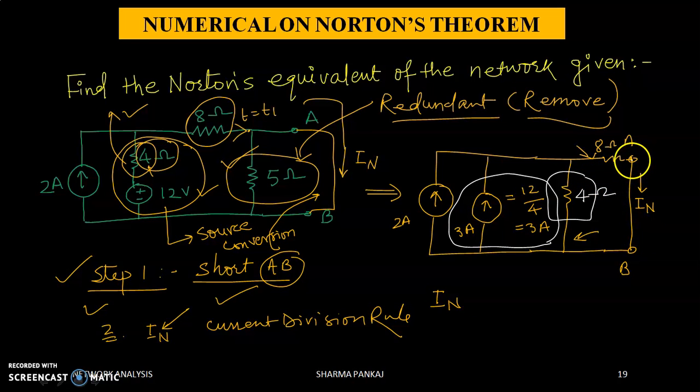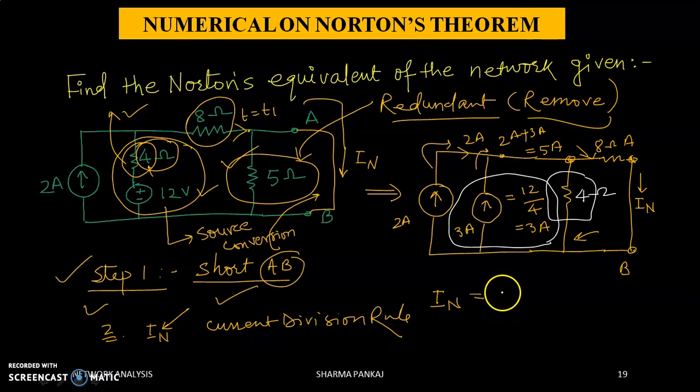Because terminals A and B are short circuited, and this point is common to the 4 ohm resistor and 8 ohm resistor, and this point AB is short circuited, so it is potentially short circuited here. So IN will be equal to, see this, 2 ampere current coming from here, and from here 3 ampere current coming. So at this point it will be 2 ampere plus 3 ampere, that is 5 ampere current. So the 5 ampere current is dividing across 4 and 8 with the current division rule.